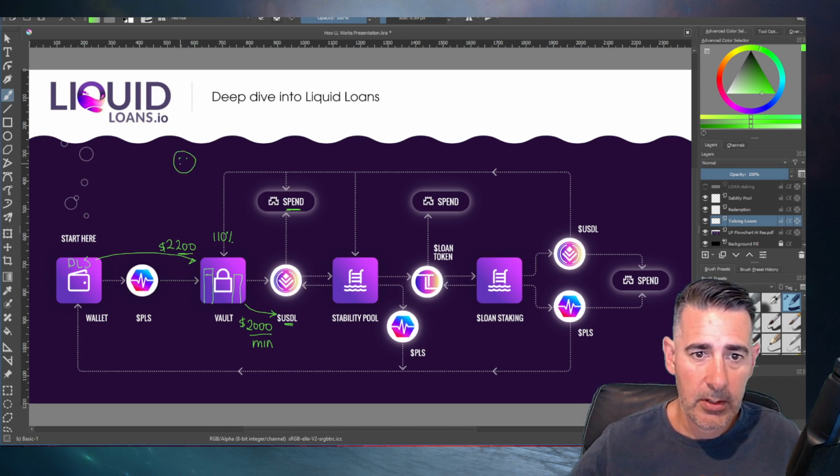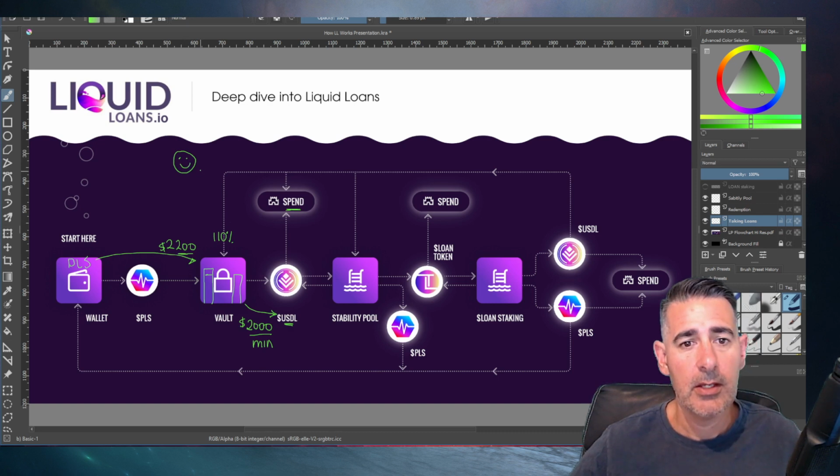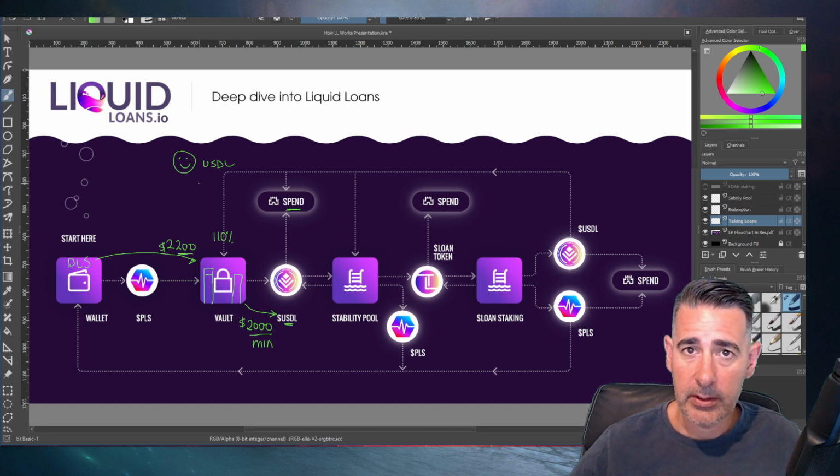He's a pretty happy user, holds Pulse and Hex, but he also holds some USDL. And we said USDL can always be redeemed for the underlying collateral. The system is solvent and it can always be redeemed, but it's got to come from somewhere. That Pulse has to come from somewhere. So let's say this chap over here has $2,000 worth of USDL.